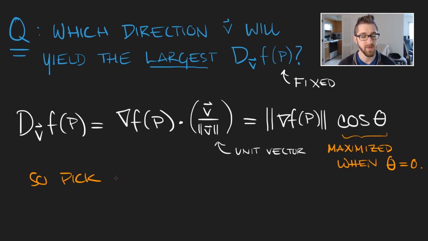So why don't we pick v to be the gradient of f at p? If we do that, then we're guaranteed that this expression will be as large as possible because the angle between these two vectors is 0. So this is a justification of the first gradient fact from the previous video, which said that the gradient is the direction of greatest increase of a function. Now we have a better way to interpret that sentence. It means that the gradient is the vector that maximizes the directional derivative of a function at a point.